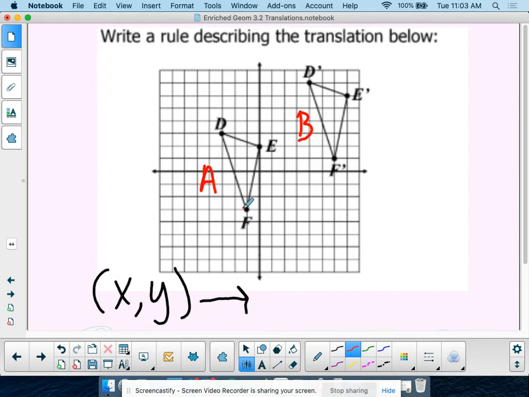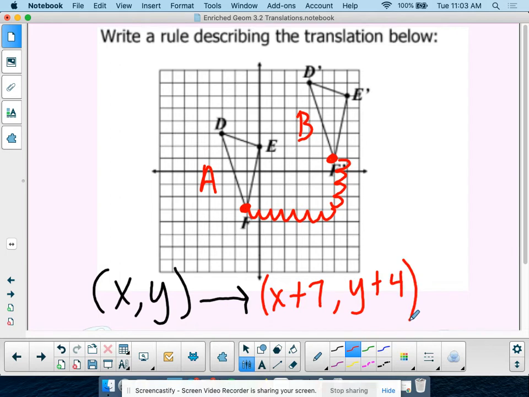Should we focus in on our F's? How do we go from F to F prime? How many boxes over? How many boxes up? x plus 7? Let's see. 1, 2, 3, 4, 5, 6, 7. Agreed. What about our y's? Plus 4. 1, 2. That's it. Bingo. Done. That was easy, wasn't it? That's what it wanted.